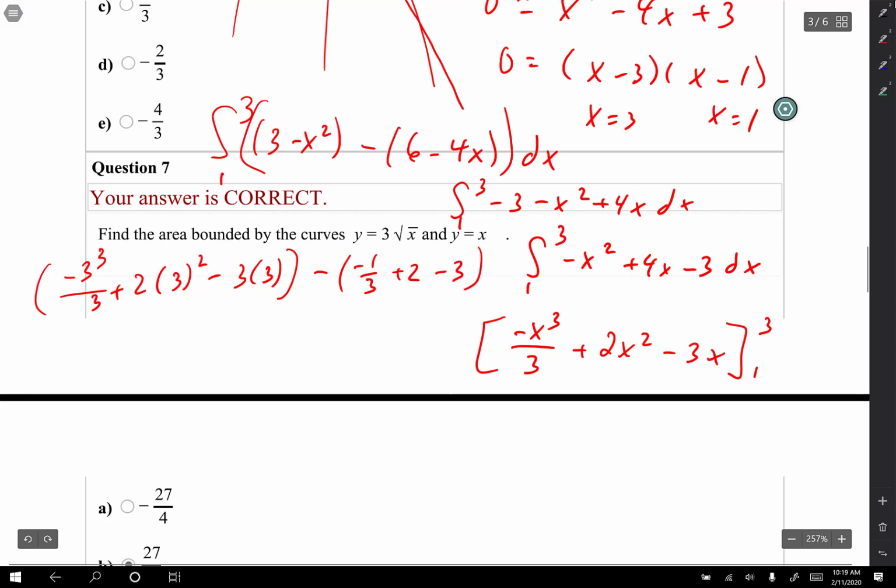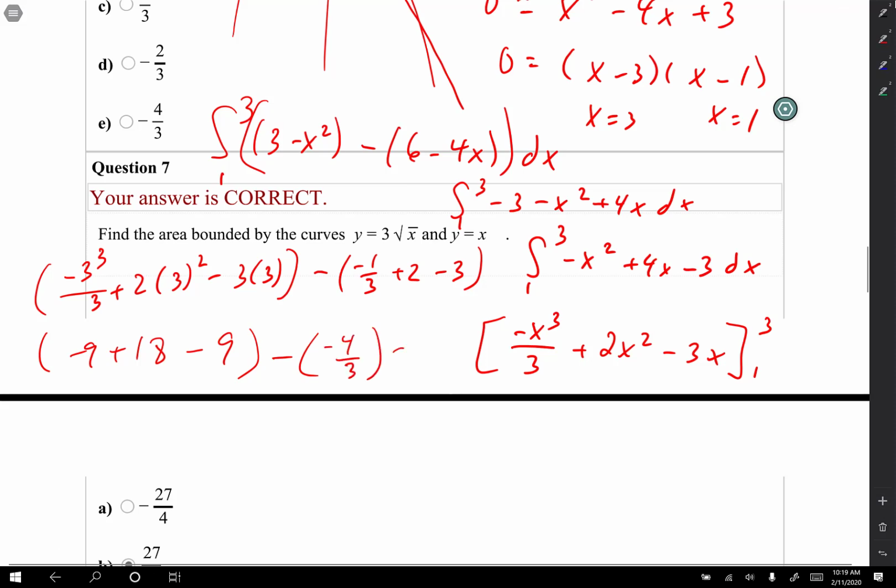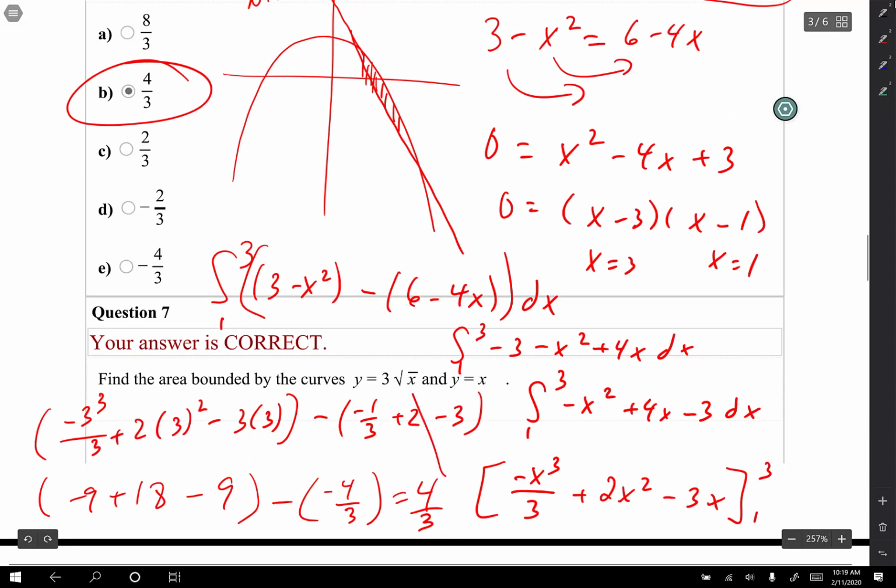So let's see. I'm going to have negative 9 plus 3 squared, 9. 9 times 2 is 18 minus another 9. So that looks like it zeroes out. Negative on the outside. Let's see. 2 minus 3 is a negative 1 minus 1/3. So that looks like it's going to be a negative 4/3. And then I have a negative here, so that turns into a positive 4/3. So 4/3. Look, we did it by hand. All right, we did it.